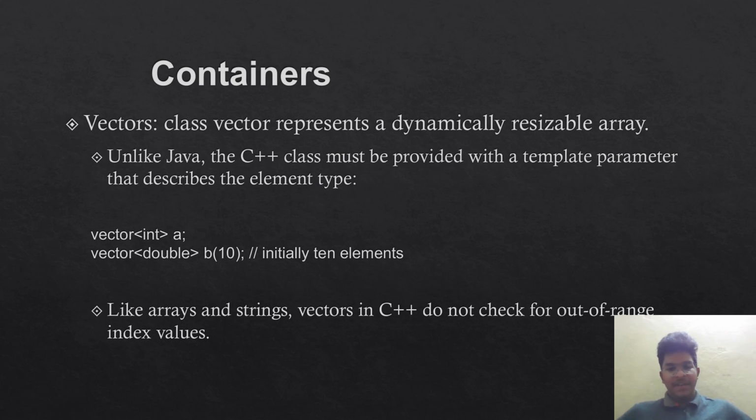Vectors. A class vector represents a dynamically resizable array. Unlike Java, in C++ the class must be provided with a template parameter that describes the element type. Vector int A, vector double B of 10. Initially 10 elements. Like arrays and strings, vectors in C++ do not check for out-of-range index values.